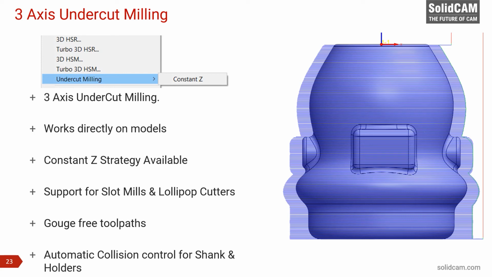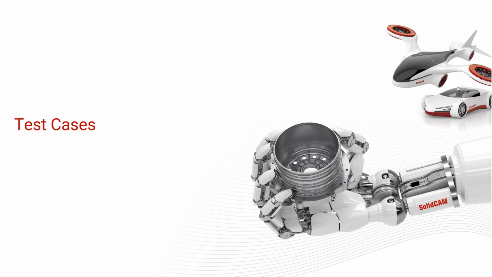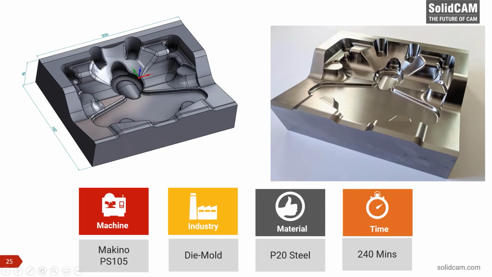Let's look at a few test cases, or the parts that have been machined using a combination of iMachining 3D, turbo roughing, turbo finishing, HSR, and HSM. The first one is basically a die mold part, a P20 steel done on a Makino PS105, and you can look at the surface quality that was achieved. This is right after machining. No hand finishing was done for this part. Machining time 240 minutes. The size of the part is 200 by 160 by 40.